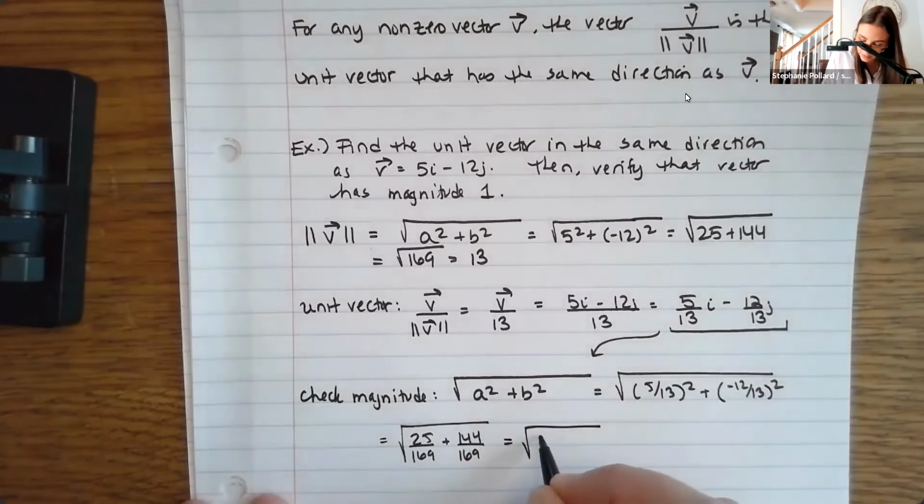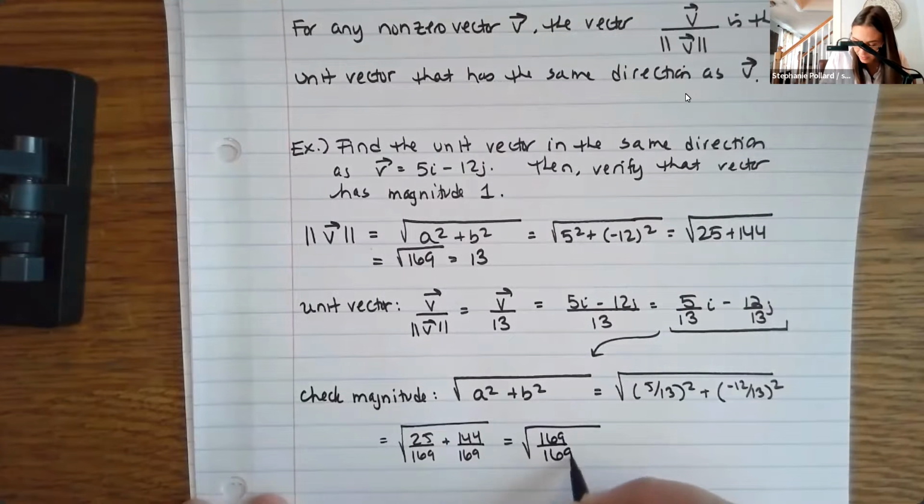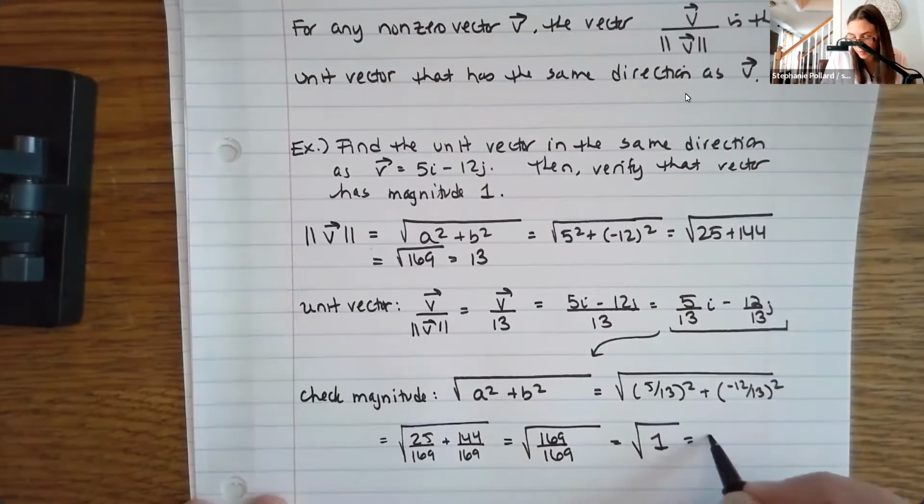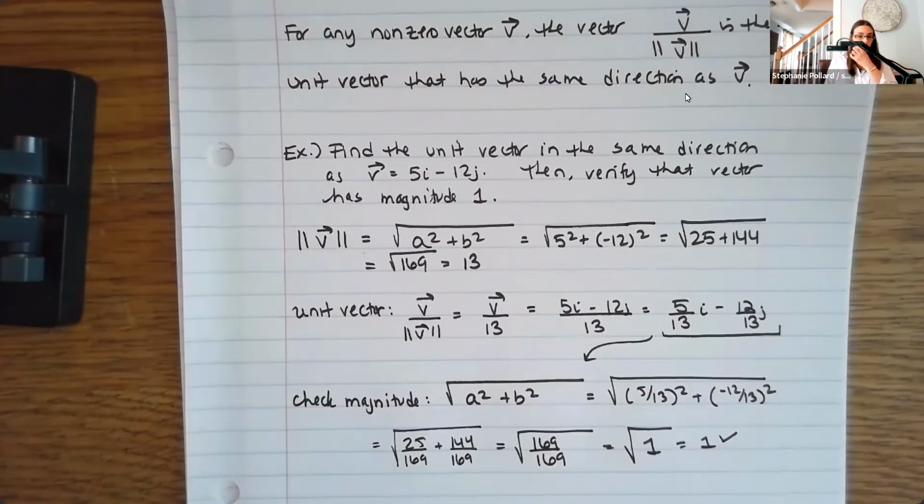25 plus 144 is 169. And 169 divided by 169 is 1. Square root of 1 is 1. So we do get the correct magnitude here. So this is the unit vector associated with the original vector. It has magnitude 1, but it goes in the same direction as the original vector. So that's what we were looking for.